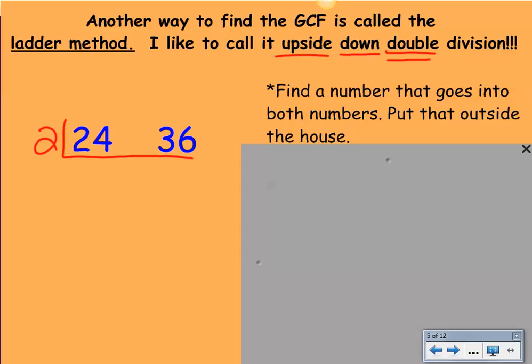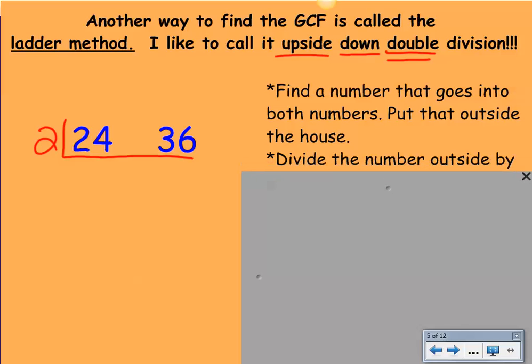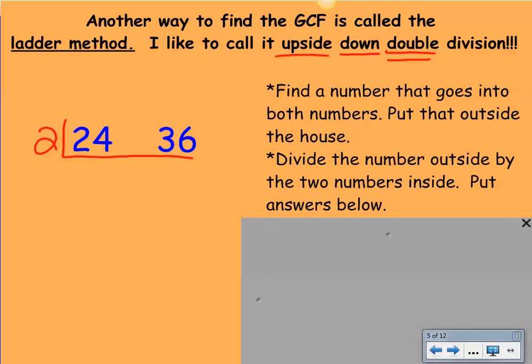So I'm going to write 2 outside of the house. Then I need to divide the numbers outside by the two numbers inside and put the answers below. So what that means is I'm going to take 2 and put it into 24. How many times can 2 go into 24? 12 times, so I'm going to put it right below it.